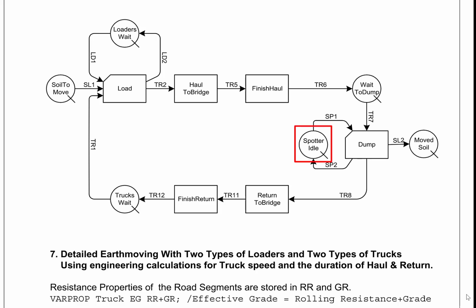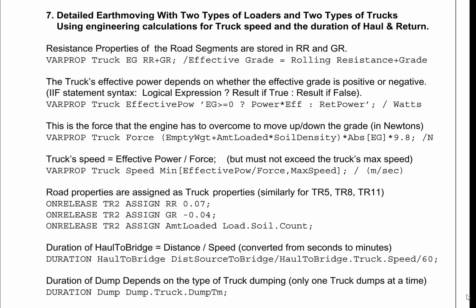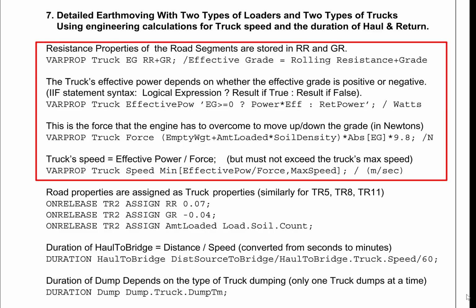Model 7 also introduces the queue spotter idle to model the fact that trucks cannot dump unless there is a spotter available to tell them exactly where to dump. Also, Model 7 introduces engineering calculations to calculate the durations of activities hold to bridge, finish hold, return to bridge, and finish return. The durations of these activities are calculated through the help of 4 VarProp properties that define formulas for the characterized resource truck.